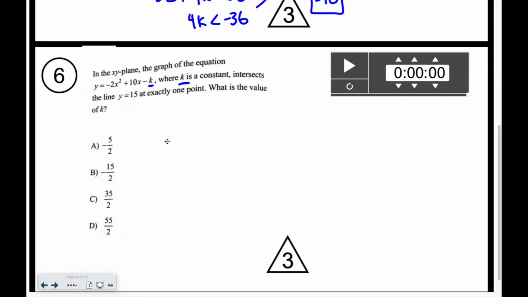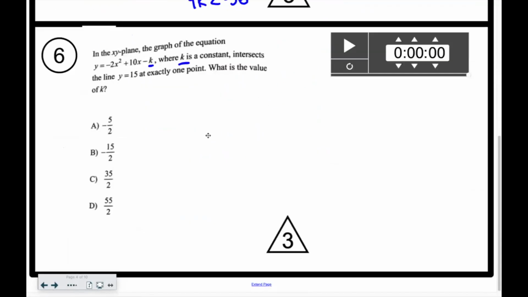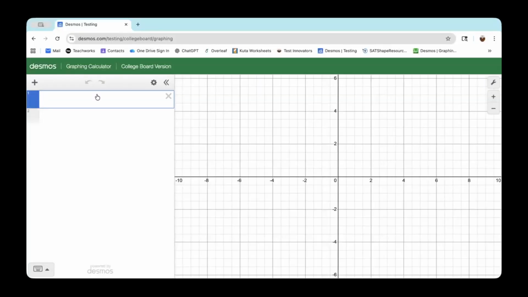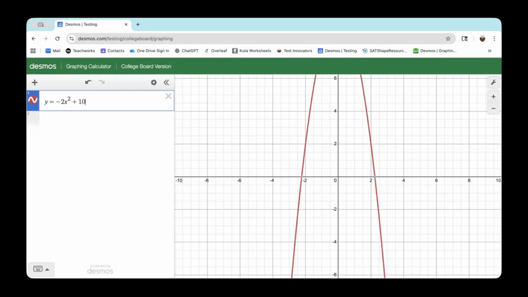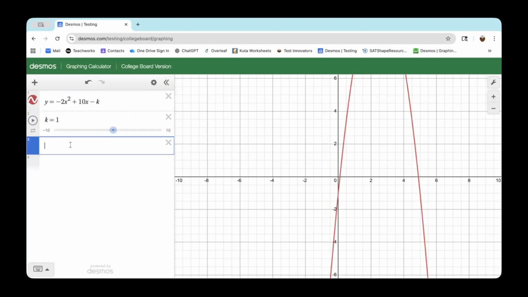So I want to go over it that way because you can see that the discriminant way takes a bit of time, so I would want to avoid that. Let me just jump over to Desmos. All right, so what I'm going to do is put in the first equation, which was y equals -2x squared plus 10x minus k. And it's going to ask me to add a slider, and I'm going to.